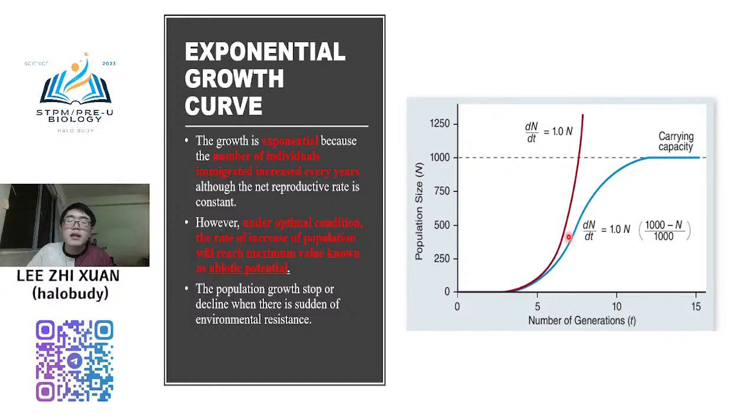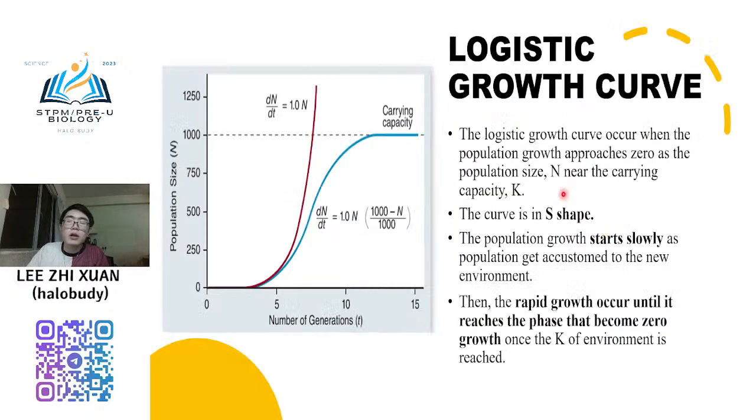So this normally only applies to microorganisms. In humans or plants, we cannot maintain this. We cannot maintain an unlimited resources environment. It is very difficult. But microorganisms can. Okay, so logistic is the normal condition in all living organisms.